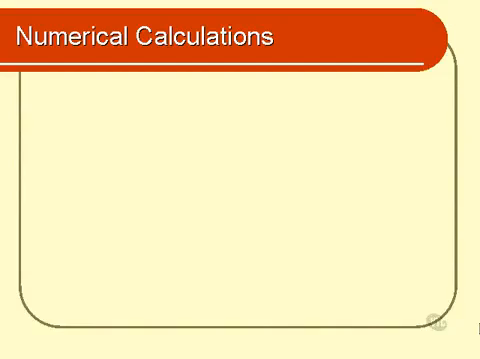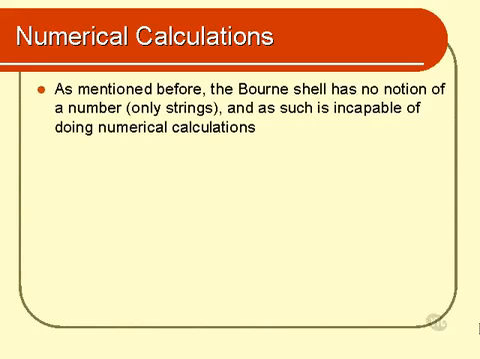In this module we explore the way that we can get the Bourne shell to actually do numerical calculations, or in other words, arithmetic. Now I did mention to you before that the Bourne shell actually has no notion of a number, which means of course that all the variables in the Bourne shell programming are strings. They're not integers or anything like that. Now because there's no notion of a number, there's no notion of a numerical calculation, at least not with the Bourne shell just by itself.